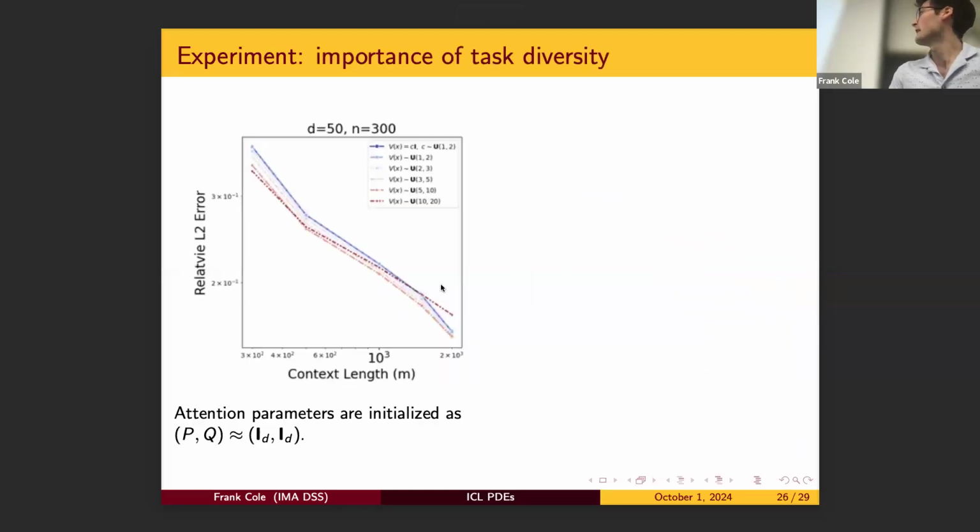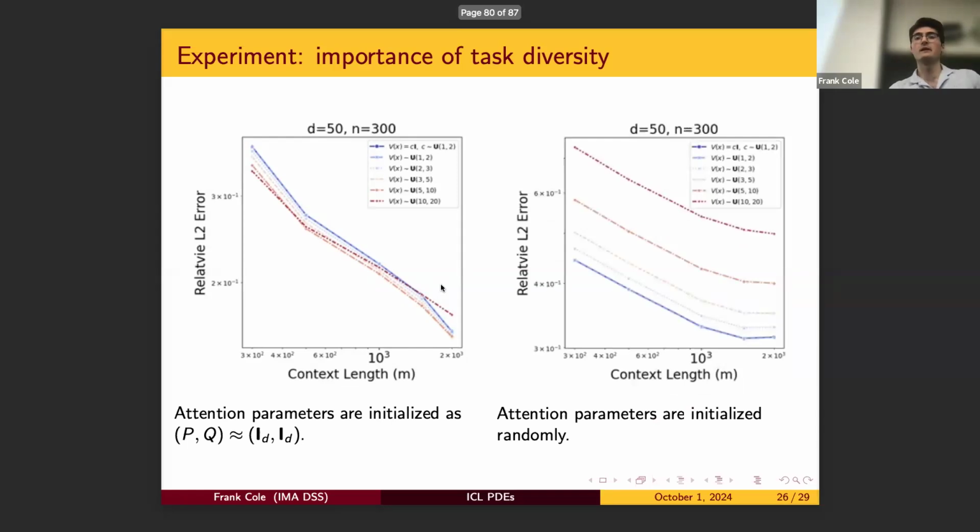I think this is the last example. Maybe there's one more, but this example I think is very interesting. We wanted to do some experiment to test this task diversity condition. So we considered pre-training the transformer to solve a PDE with constant coefficients. You parameterize the coefficients as constants, but you vary the constants among the tasks.